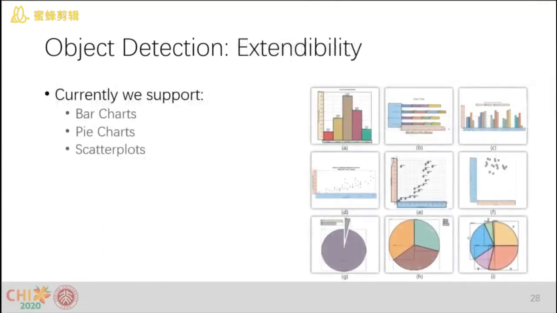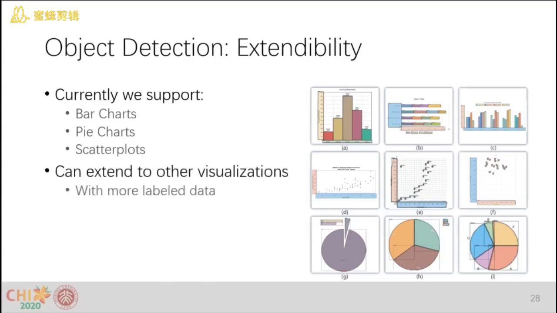The current model is trained using bar charts, pie charts, and scatter plots. We get about 90% prediction accuracy on the test set, meaning that Mask R-CNN can be successfully applied to visualizations. Other chart types can be supported as long as their samples are added to the training set.